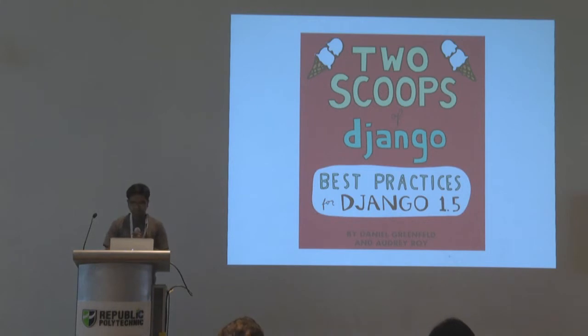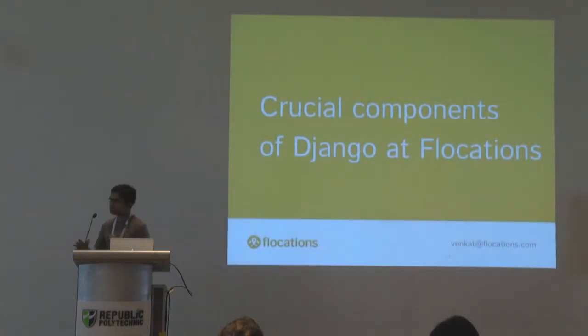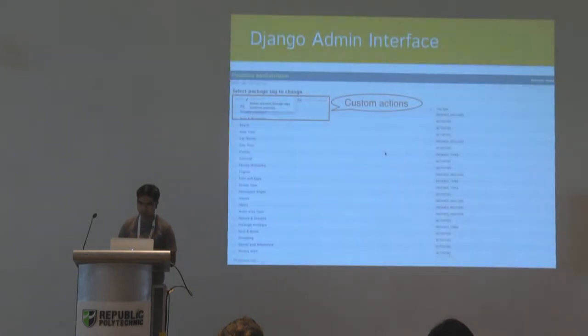The next topic is, what are the crucial components of Django that we are using at Flocations? First is the Django admin interface. It's a default package that comes with Django. It helps you to manage the content. You can manage your content with normal SQL in the SQL shell, but if you're going to give the same interface to your business guy, you know what's going to happen. So the admin interface exactly solves the problem of managing the content.